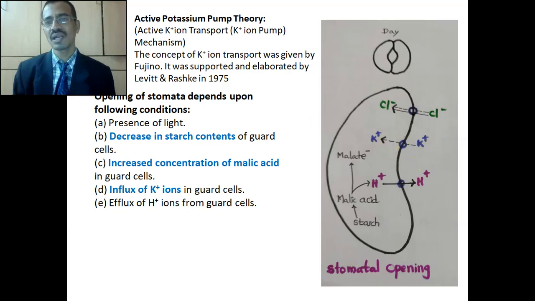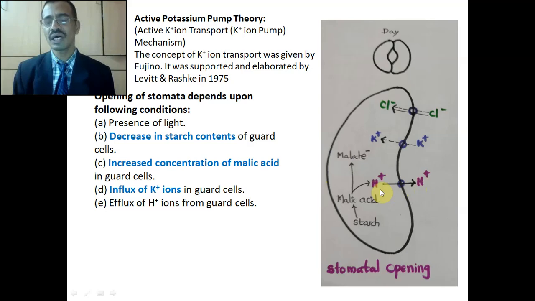So this is also called the influx of potassium ions. From the outer subsidiary cells, potassium ions enter into the guard cells. And also the efflux of hydrogen ions. That means hydrogen ions come out of the guard cells through an active transport mechanism using an ATPase transporter. Hydrogen ions come out of the guard cell. This is called the efflux of hydrogen ions.